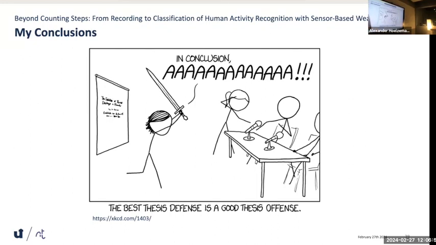I'm going to end this talk with my conclusion. During the last 5 to 6 years, I think I learned a lot. I learned how to design machine learning models. I learned how to implement them, how to evaluate them. I learned how to present my results and how to defend my results.